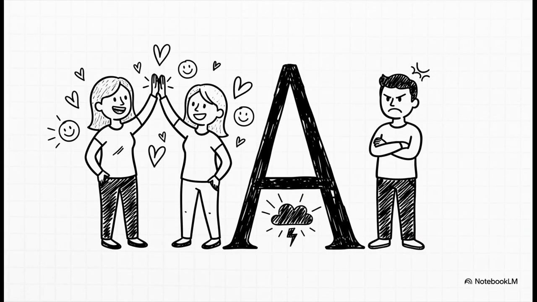Then we have A for agreeableness. This really gets at your basic emotional style and how you interact with others. Are you generally friendly, compassionate, and trusting? That's high agreeableness. Or are you more critical, analytical, and maybe even a little more competitive? That would be on the lower end.